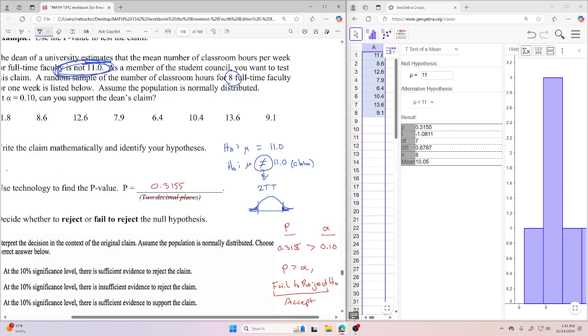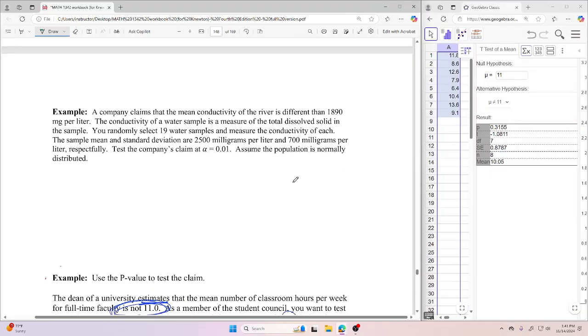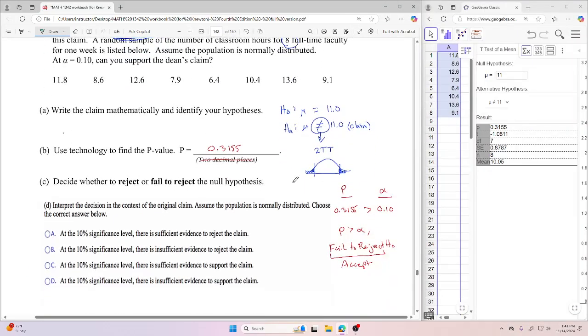So already I can start putting in some of these answers. Let me scroll this over some. So it's the same as all the other times. The only difference is where we went to in GeoGebra, but everything else was the same, right? We just go to the same style there. Okay, so did we reject or fail to reject? Fail to reject. Yep.